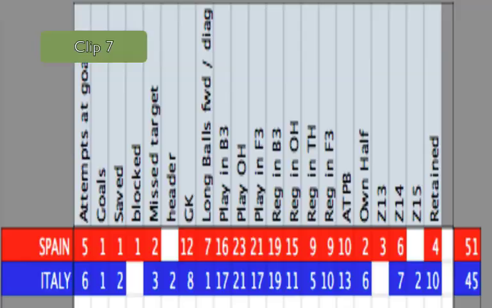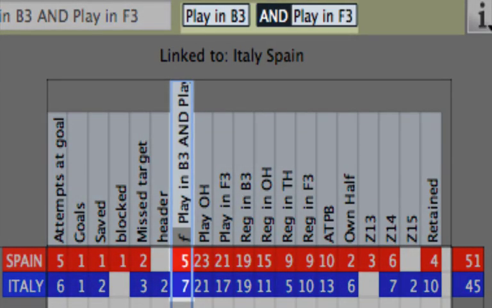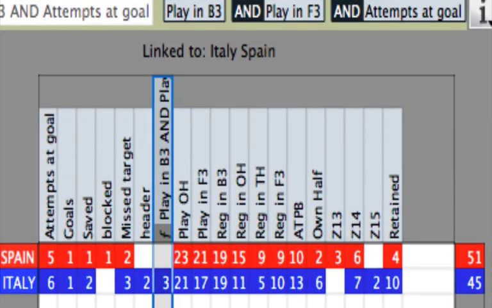So these few clips were to illustrate the frequency of playing the back third, and also the success rates of getting from the back to the front, and how many then lead to strikes at goal.